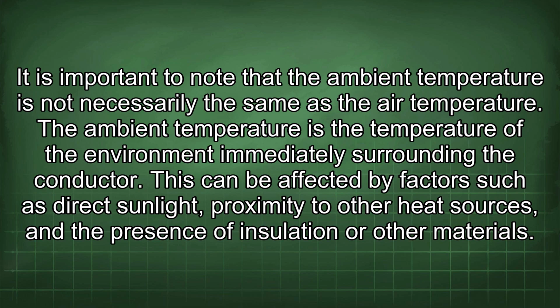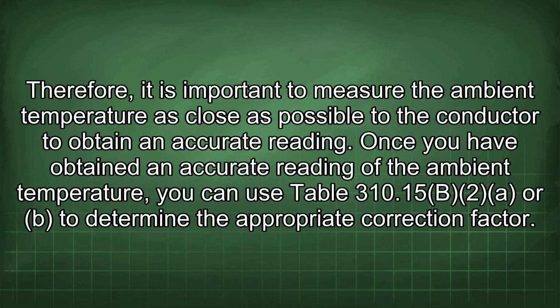This can be affected by factors such as direct sunlight, proximity to other heat sources, and the presence of insulation or other materials. Therefore, it is important to measure the ambient temperature as close as possible to the conductor to obtain an accurate reading. Once you have obtained an accurate reading of the ambient temperature, you can use Table 310.15(B)(2)(a) or (b) to determine the appropriate correction factor.